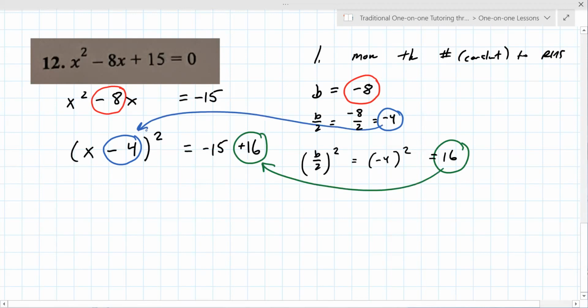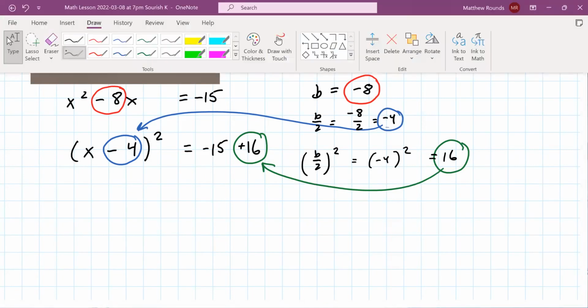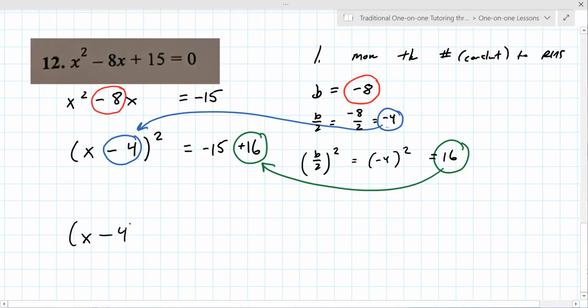Okay. So we get our b, we cut it in half, that's -4. Then we square it, that's 16, and we use those three numbers here. So notice what you have here. You have x - 4 squared equals -15 plus 16. What is -15 plus 16?